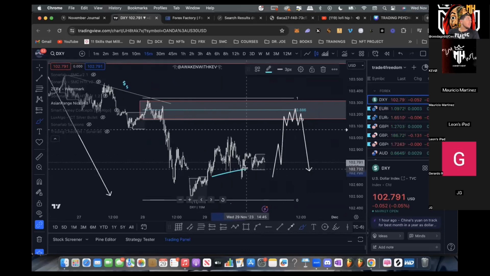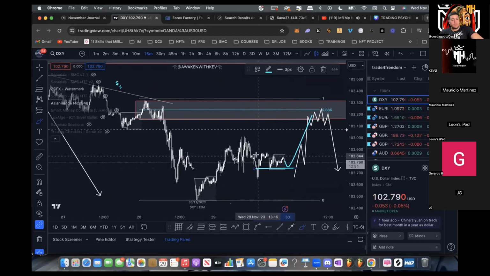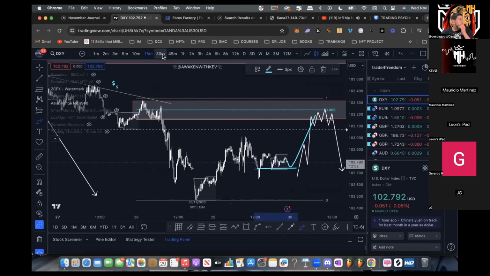Dude, right now it's just building liquidity on both sides, because we can see it react from here. Or we just continue to sell off.